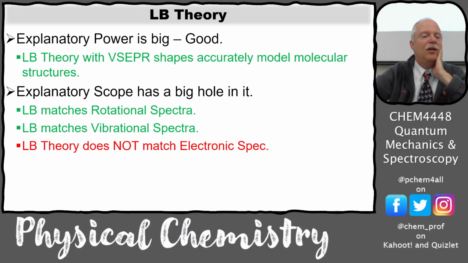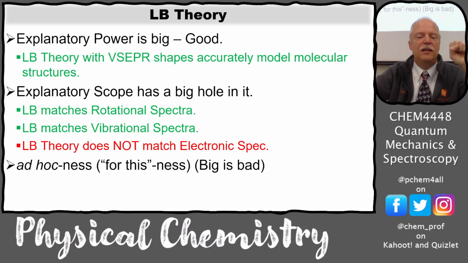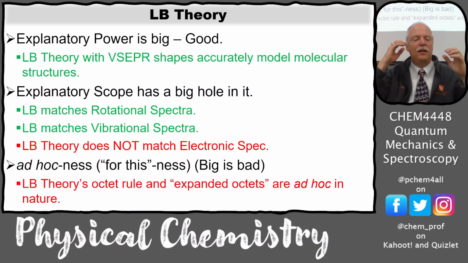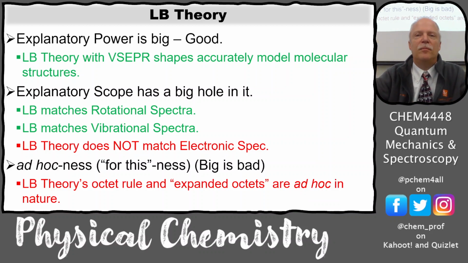So local bond theory predicted 2 peaks, but the UV-PS had 4 peaks. So that's a failure. We only showed water, but you could show lots of molecules. It fails for all of them. And then ad hocness, big is bad. Well, local bond theory's octet rule and expanded octets are very similar to these ad hoc patches. Okay, so we can perhaps get rid of those. So these are arguments against local bond theory or things that weaken local bond theory.